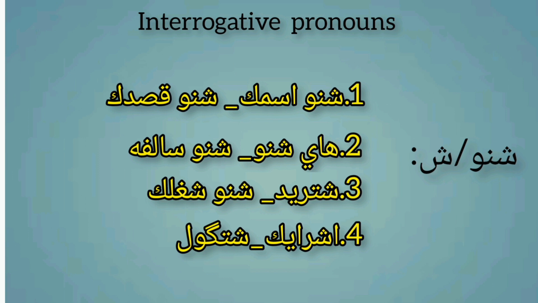Okay, the first example is shinu ismik. Shinu means what, and ismik means your name. What is your name? Shinu ismik. But for female, you have to say shinu ismich. Shinu qastak. It means what is your intention, or what is your goal, or what is your aim. Shinu means what, and qast means intention, and ka is an attached pronoun, meaning your. Shinu qastak, what is your intention.